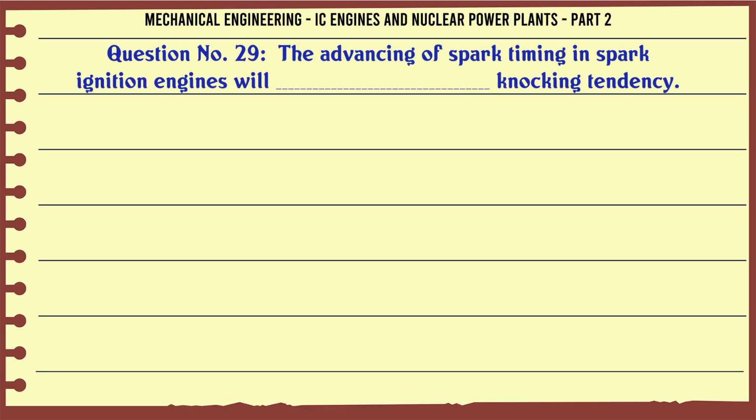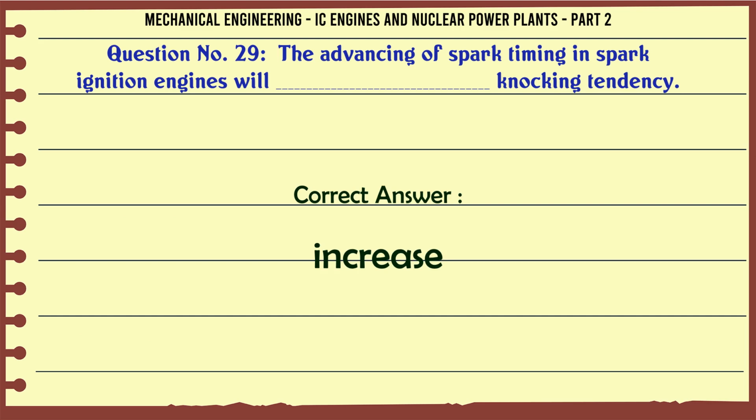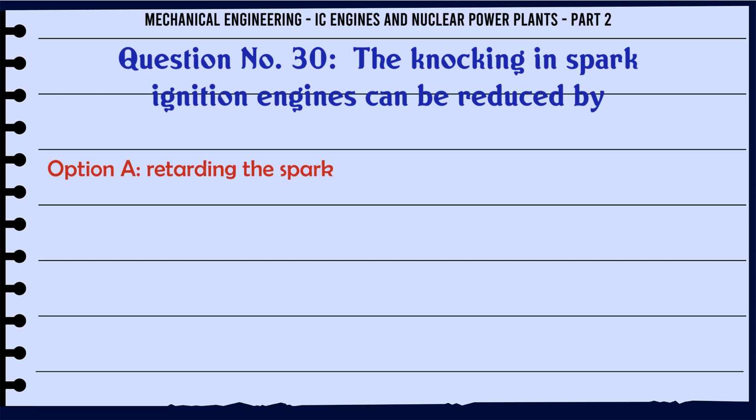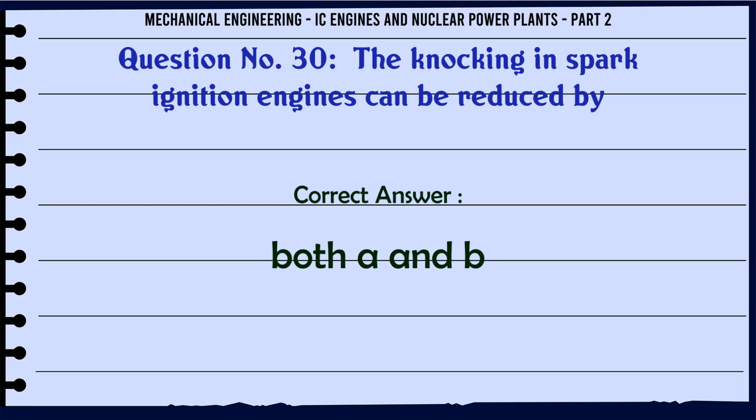The advancing of spark timing in spark ignition engines will knocking tendency. A. Increase. B. Reduce. C. Not effect. D. The correct answer is increase. The knocking in spark ignition engines can be reduced by A. Retarding the spark. B. Increasing the engine speed. C. Both A and B. D. None of these. The correct answer is both A and B.